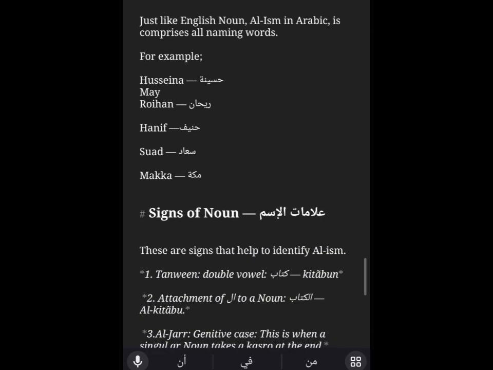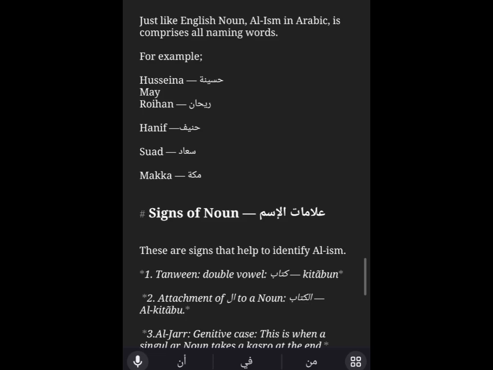Just like in English, it's just a naming word. And in Arabic, it has a slightly different definition, but the usage is just the same. Nouns have to do with naming words. It includes names of persons, places, countries, things, whether abstract or concrete.